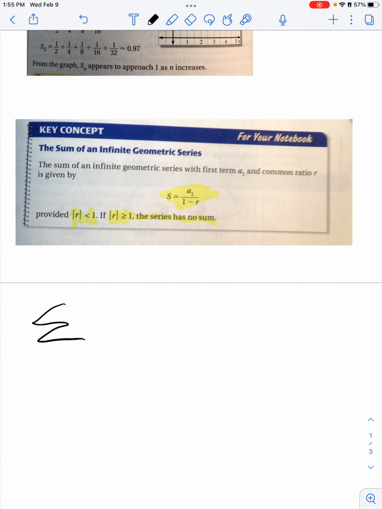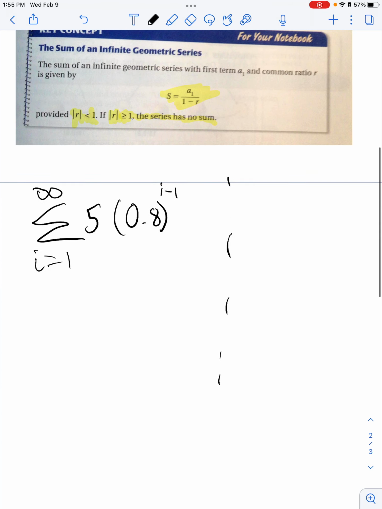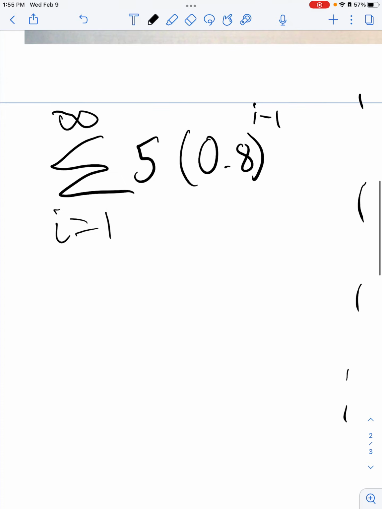So let's take a look. Let's say we'll do 2 examples here. If I started at 1 and I wanted to go to infinity, let's say I had the series 5, 0.8 to the i minus 1. That'll be the first one, and then we're also going to do the series 1 minus 3/4 plus 9/16 minus 27/64 plus all the way to infinity.